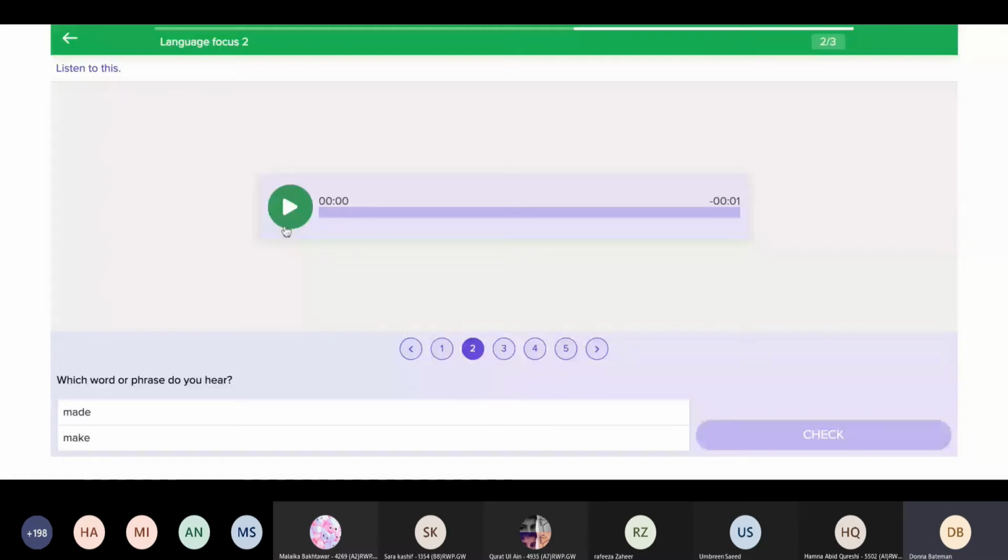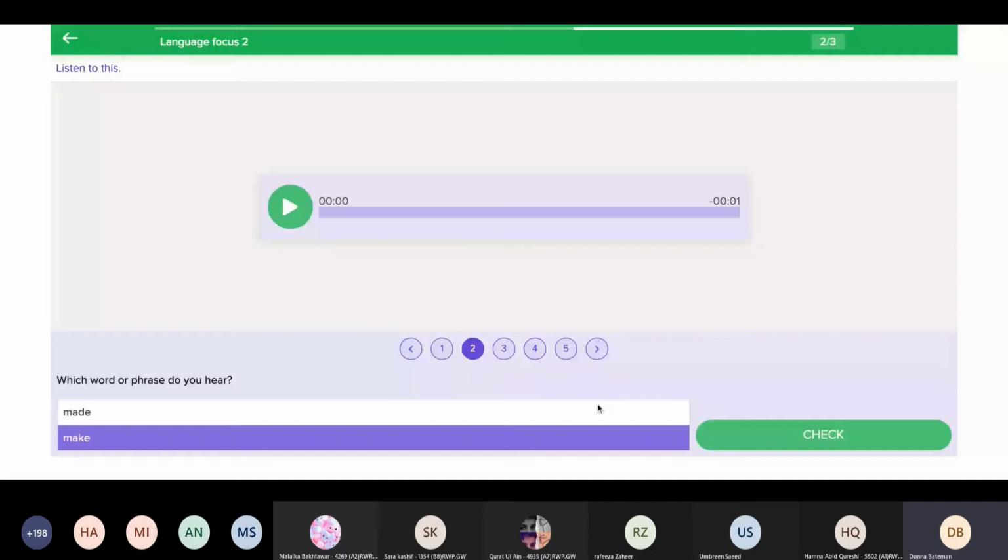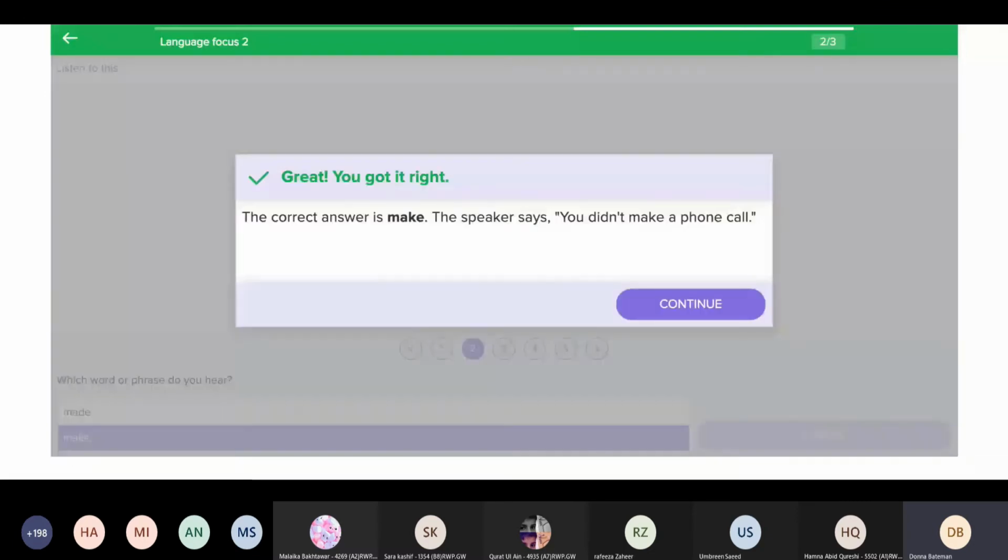So this is a negative. So didn't was in the past. And when we use didn't, we use the basic form of the verb. So the answer is make. Okay, let's check that. The correct answer is make. The speaker says you didn't make a phone call. Okay. Didn't plus the base form of the verb.